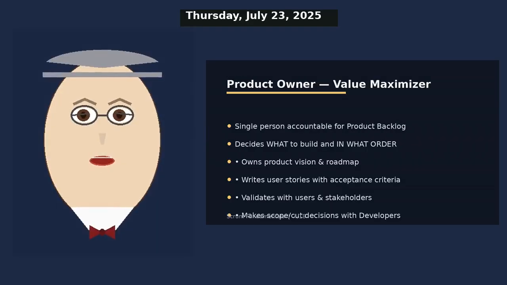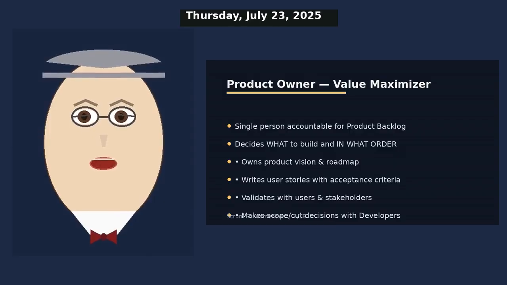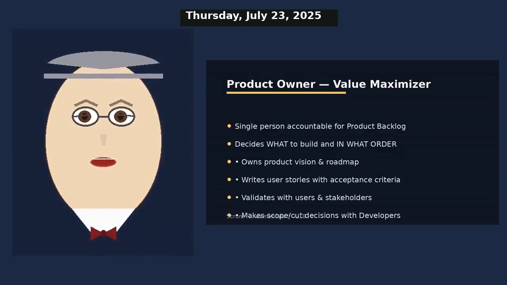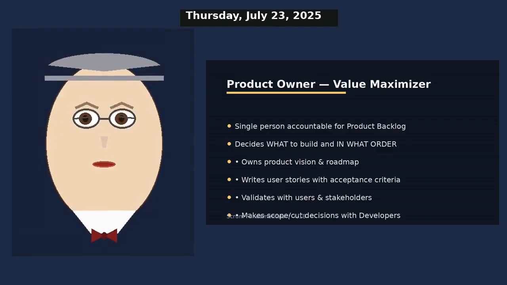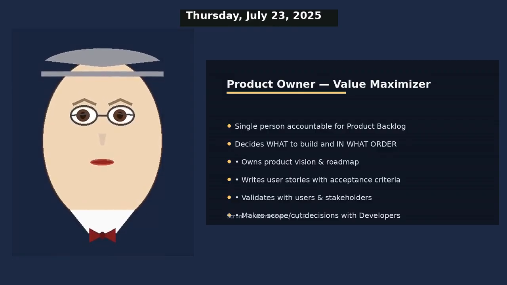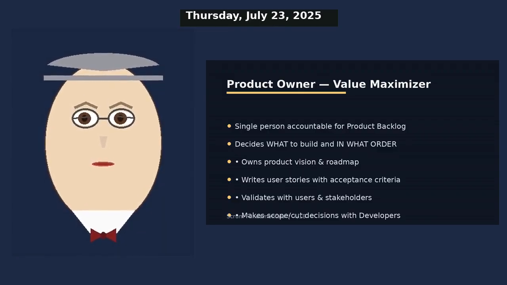The product owner owns the product backlog, an ordered list of everything needed in the product. They are accountable for its content, availability, and ordering. The product owner decides what to build next, and the team decides how much they can deliver in a sprint.